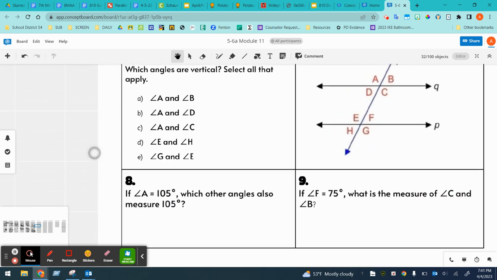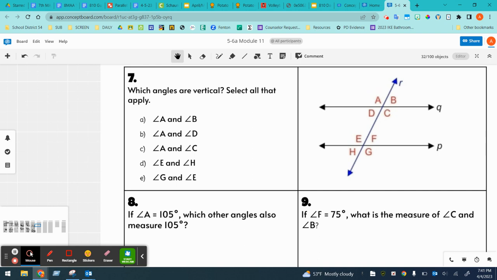Now looking at number 7, we're looking at which angles are vertical. Select all that apply. All right, so go ahead and pause this video here again to give the students the opportunity to pick their correct answers. I'll give you a hint right now. We're only looking for 2 correct answers, so make sure you select 2 answers that represent number 7. Thank you very much for pausing.